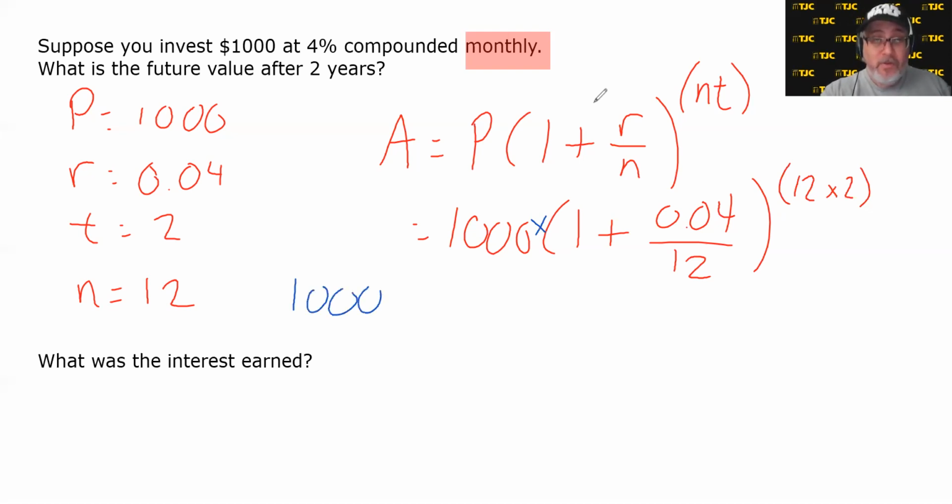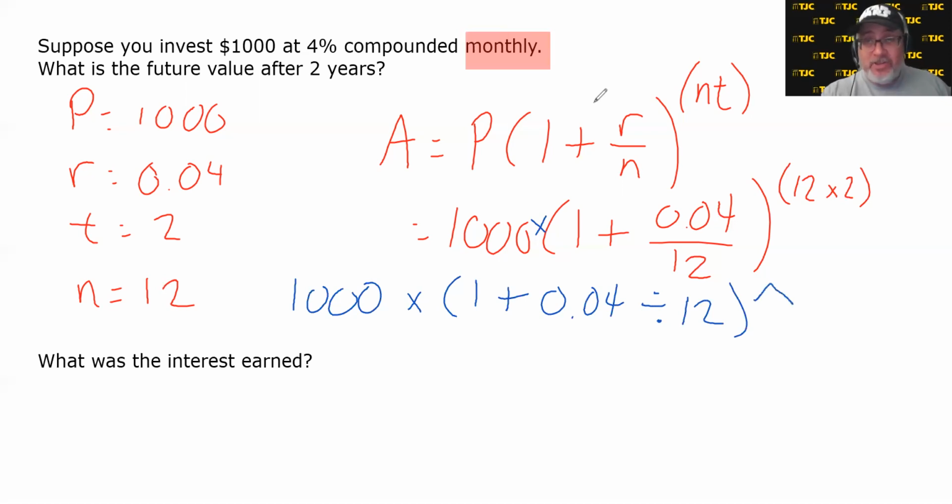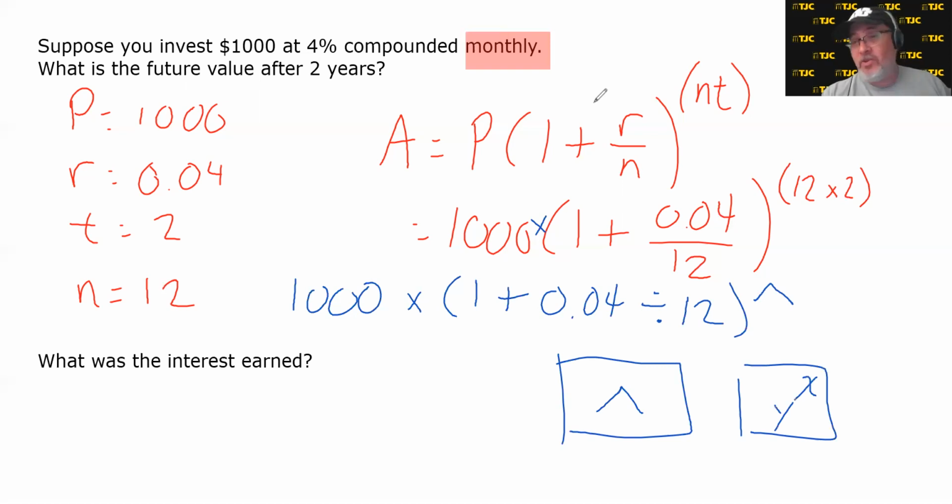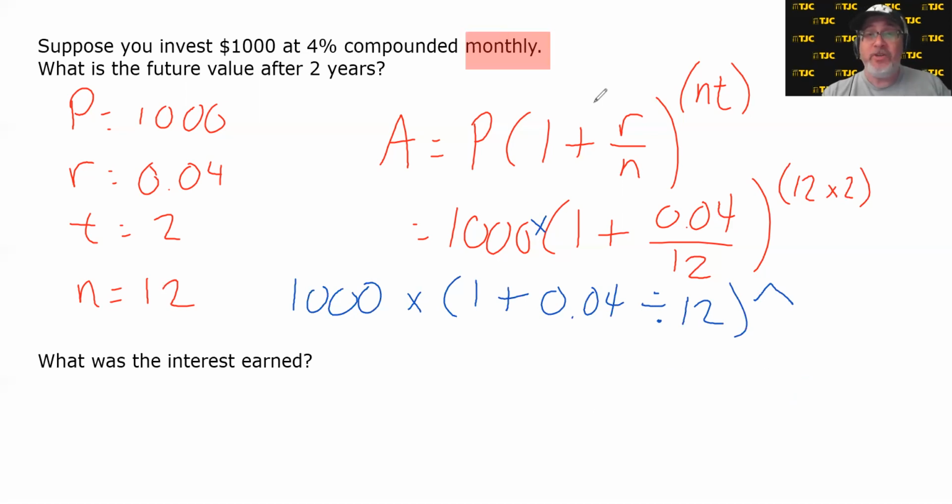1,000 times, open parentheses, 1 plus 0.04 divided by 12, whatever the division button looks like on your calculator, close parentheses, exponent, which I will type this way because on a lot of calculators, the button that means exponent looks like that. On some calculators, it looks like this, or x to the y. But you need a calculator with an exponent button. You need to know where it is, and you need to know how to use it.